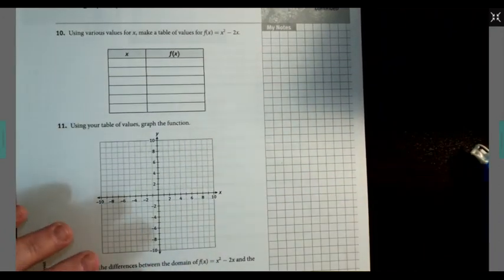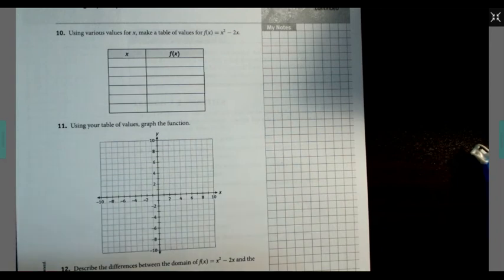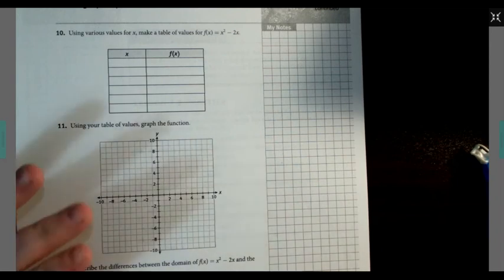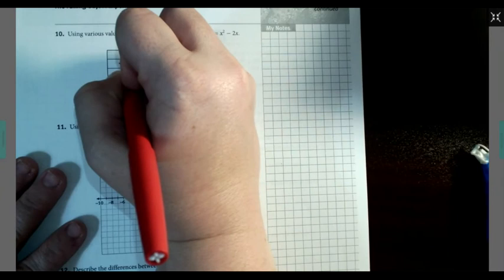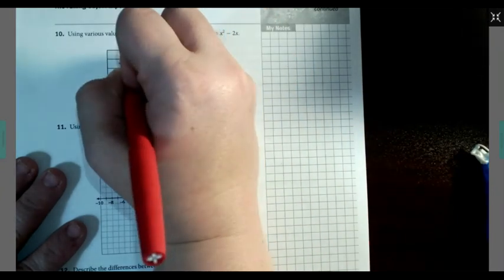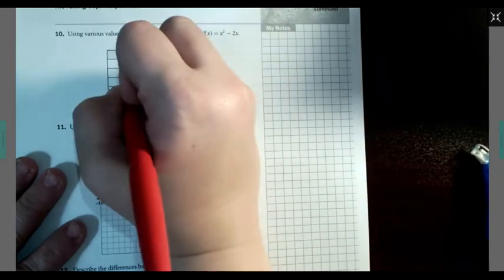Using various values for x, make a table of values for f of x equals x squared minus 2x. So let's try some different values. Let's throw some negatives in there. How about we go -4? Let's throw in -2. We'll do a 0. We'll do 1, 2, and 4. How do those sound? Okay.